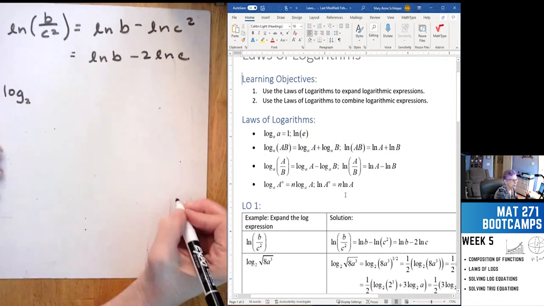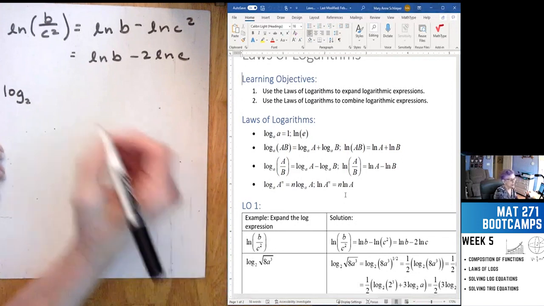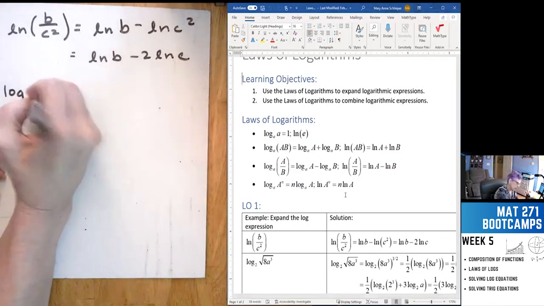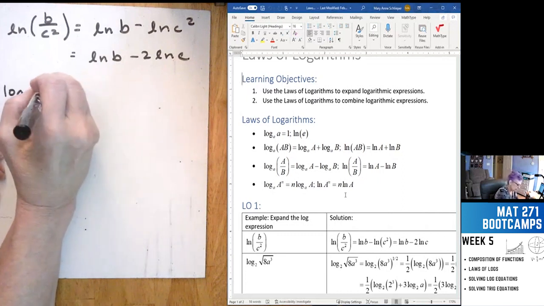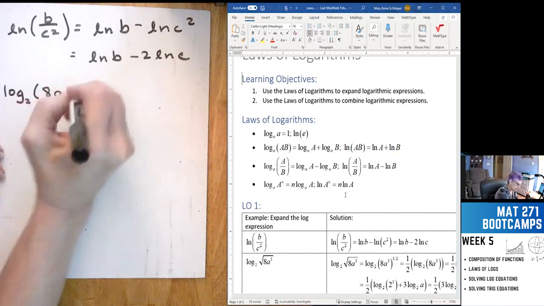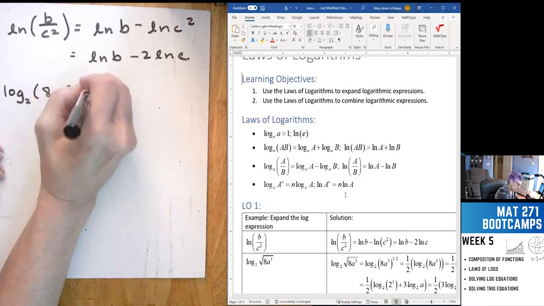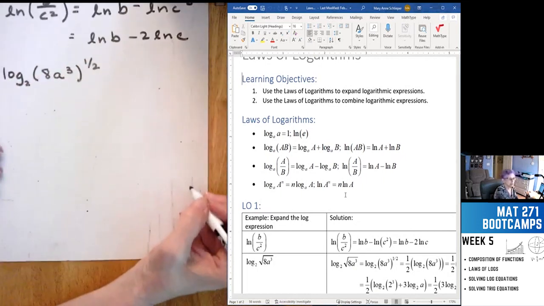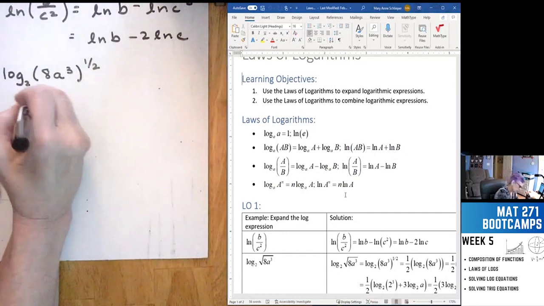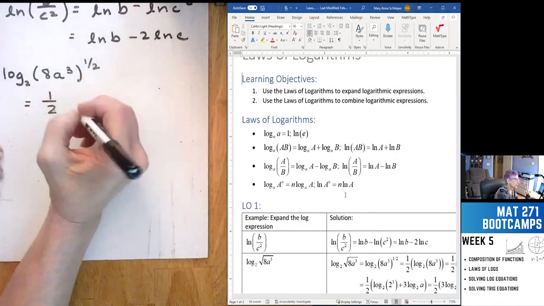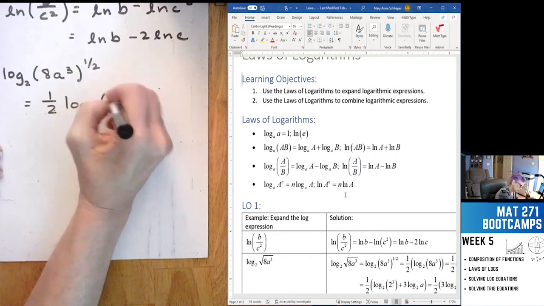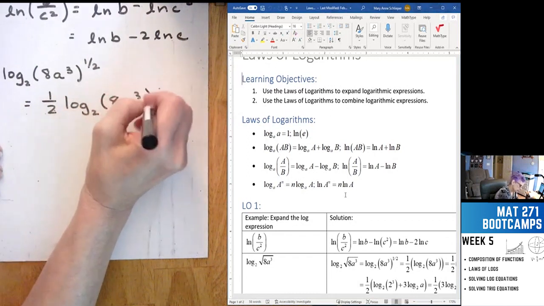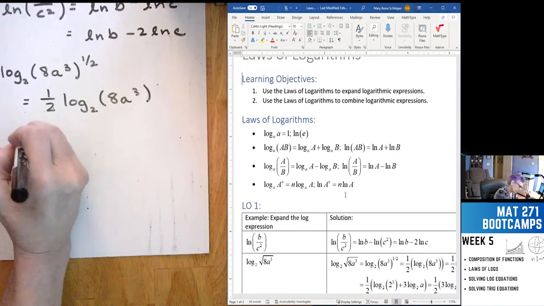All these rules work exactly the same no matter what your base is. And we always take our radicals and rewrite them as rational exponents. A cubed, all of that is to the 1/2 power. So 1/2 can fall down.